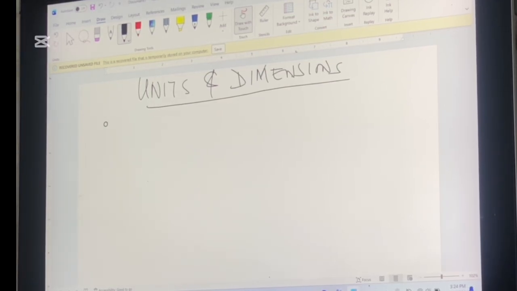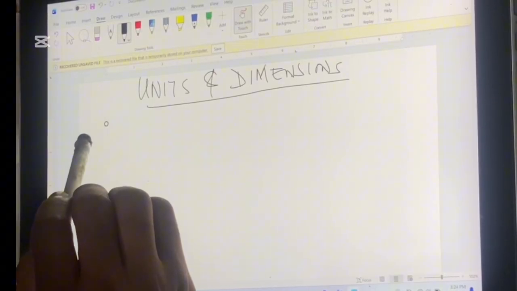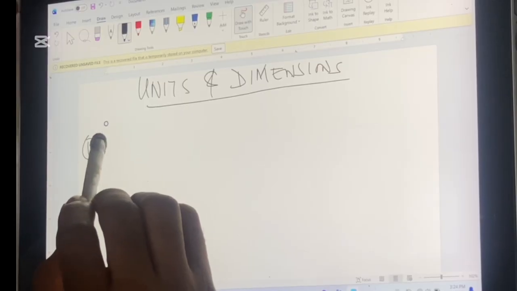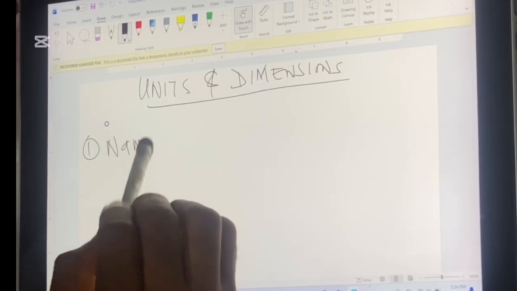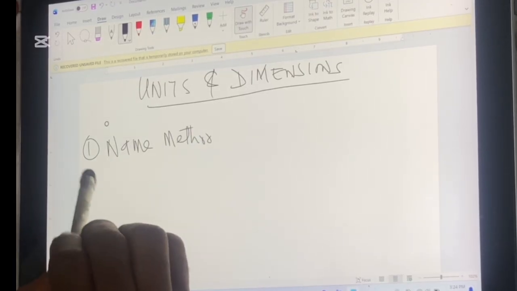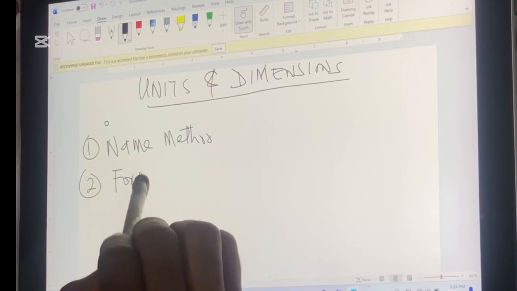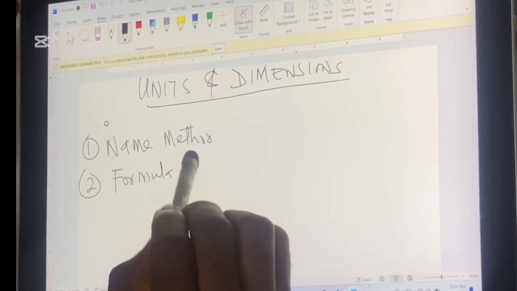Units can be expressed in two ways. One, name method. Two, that is the second way, formula method.